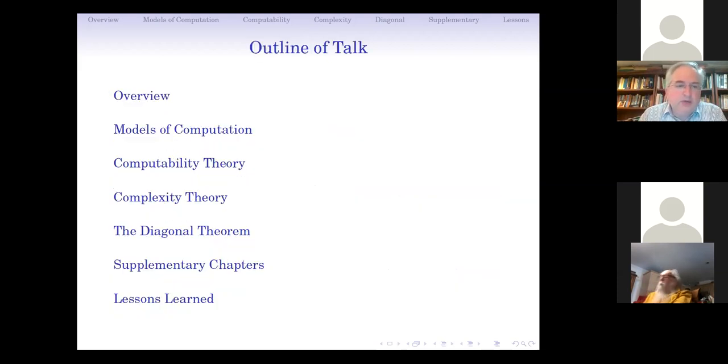Okay, so we're going to go through an overview, and then we're going to talk about different models of computation, a little computability theory, a little complexity theory, a diagonal theorem, and then I'll tell you what's in the supplementary chapters, and then this part about what I learned. In other words, what I learned that I didn't know beforehand, or what I found surprising.